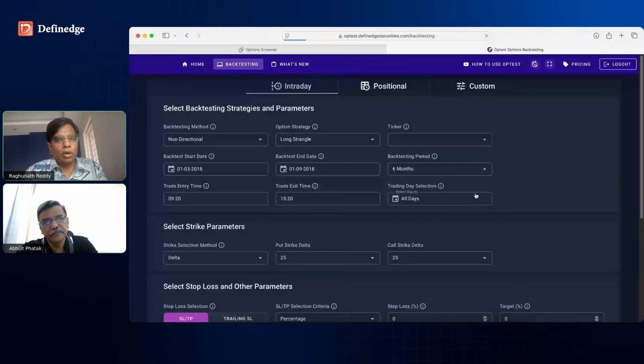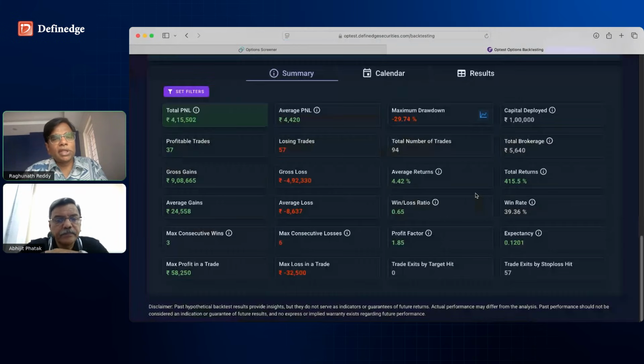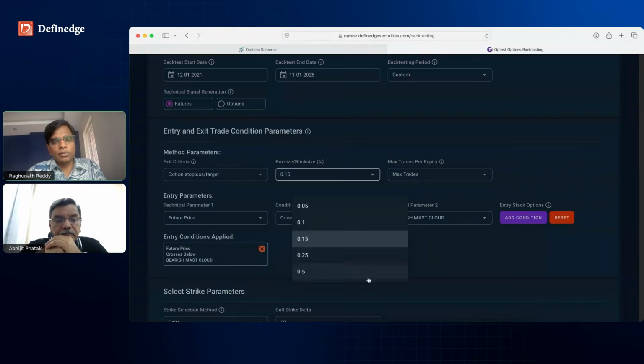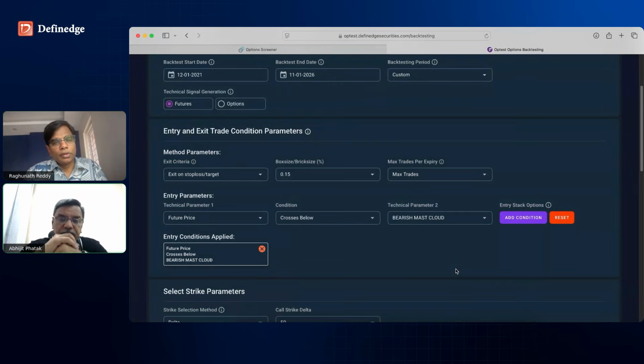For example, you go to the backtest, and there you can change the box size or brick size and all those things. Then it will scan real time for this box size. It will change only for this particular trade. It will not change for all of them.